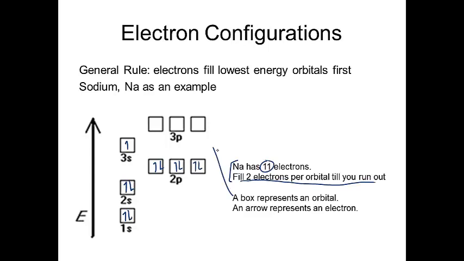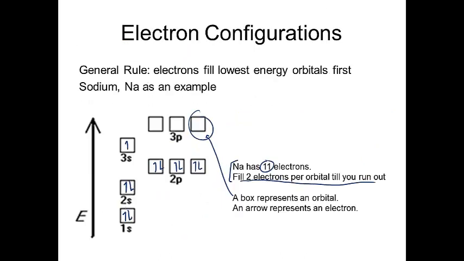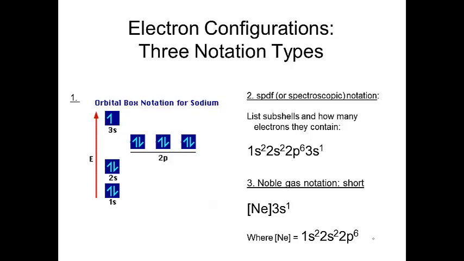Remember, each box represents an orbital, so this box here represents that shape there, and this box represents that shape there. There are 3 different ways we define electron configurations. One is the one we saw before, which is orbital box notation. That's the most informative. It essentially lays out each orbital and how many electrons are in each orbital based on how many arrows we put in the box.